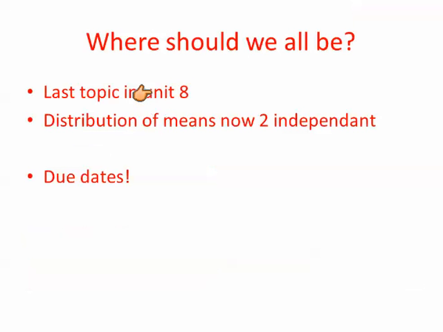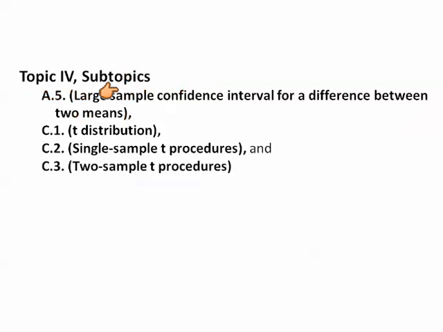What we're looking at now is the last topic in Unit 8. The only thing left is a review, and I'll be doing that during the Class Connect time frame. We're looking at the distributions of means. We're looking at two means, but now we're not going to try to match them together. They're going to be independent of each other. Two independent means.